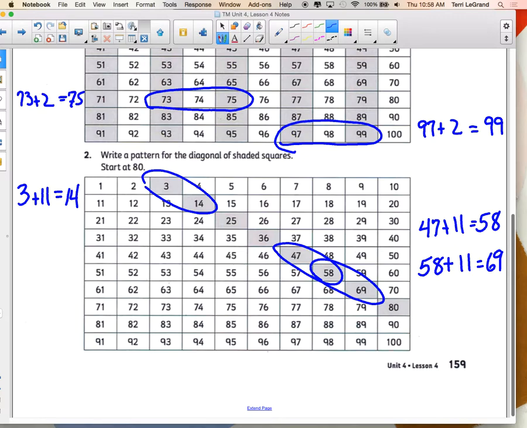so what would that look like algebraically? Sierra? N plus 11 would be our algebraic pattern. In other words, the shaded box plus 11.